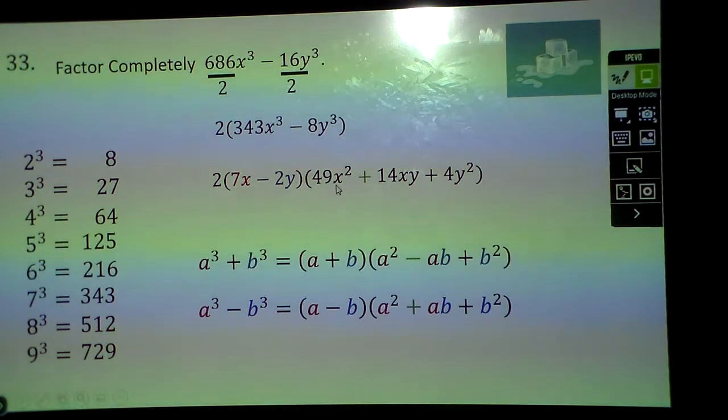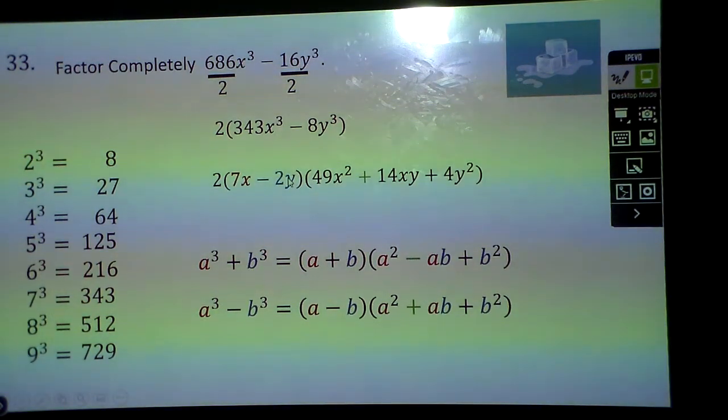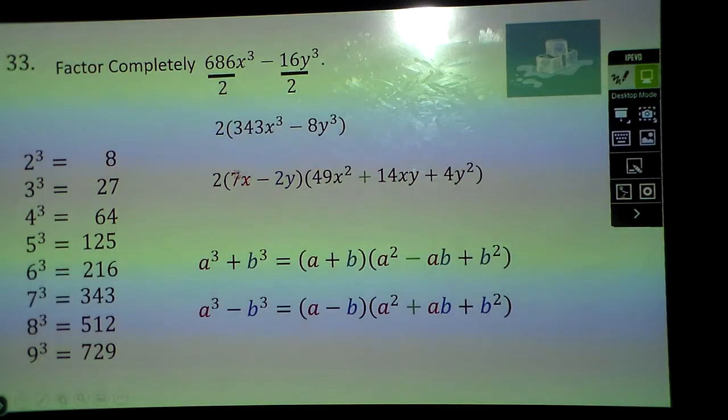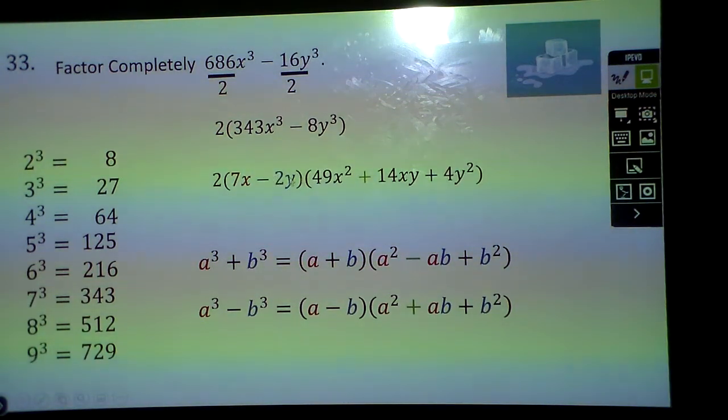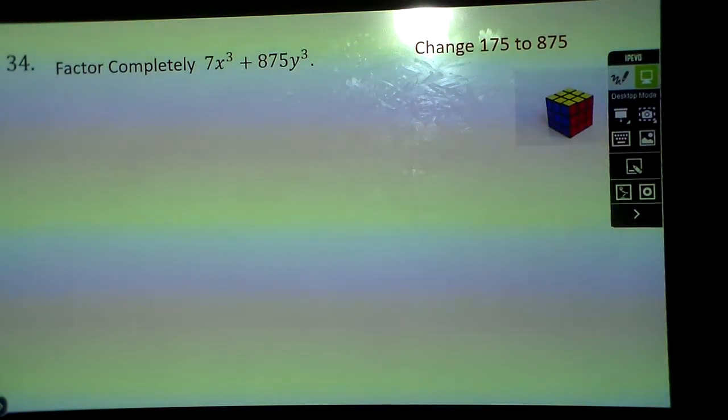That means all these here will be pluses. 7x times 7x is 49x squared. Negative 2y times negative 2y is the 4y squared. And then multiply these together, but just make it a positive. Now, if that had been a plus, that would have been a plus here, and it would have been a minus there. Just foreshadowing there. I'm not sure which one's on the test. That was a cubic. Here we have another one.